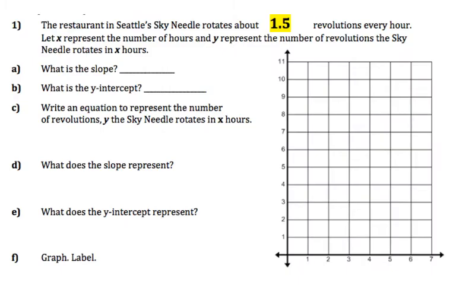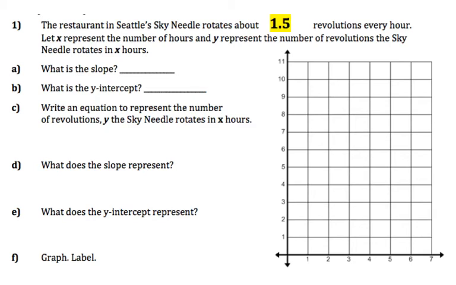Number 1. The restaurant in Seattle's Sky Needle rotates about 1.5 revolutions every hour. Let x represent the number of hours and y represent the number of revolutions the Sky Needle rotates in x hours. A. What is the slope?